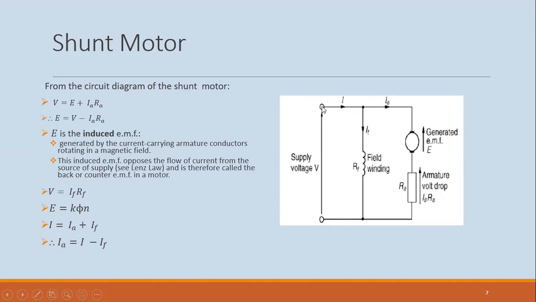I would be equal to IF plus IA. So we can work out what IA is equal to, because normally you're probably given the input current, and you can work out the field current based on the data given. So after you have those two, you can also work out what IA is equal to.